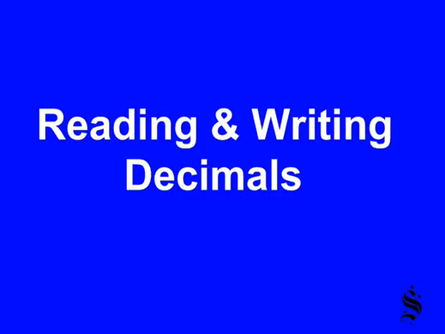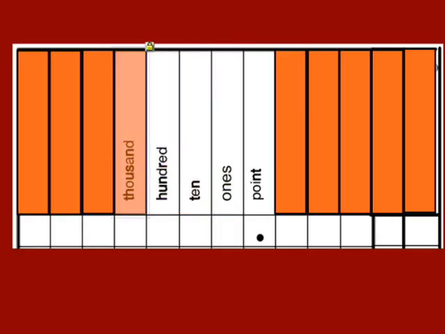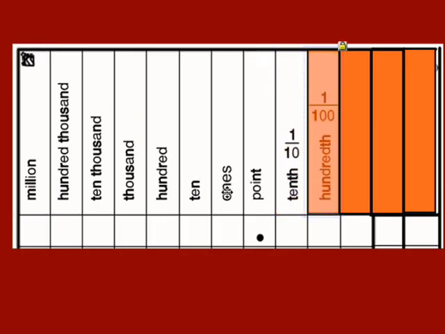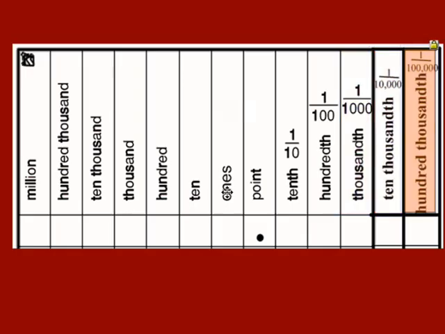Reading and writing decimals. Well, a decimal is essentially a number with a decimal point. Let's take a look at the left-hand side of the decimal point. You know this is the ones place and the tens and the hundreds, thousands, 10,000s, 100,000s, and millions place. Let's take a look to the right of the decimal point. Well, this first position is your tenths, and then you have the hundredths, thousandths, 10,000ths, and 100,000ths. And we could go on if we wanted to.